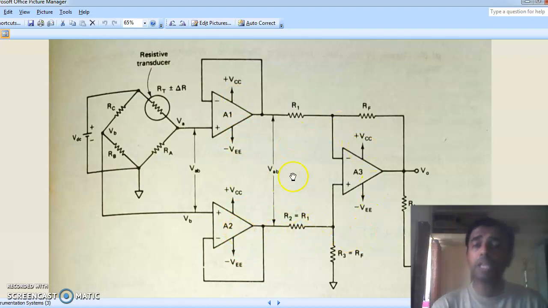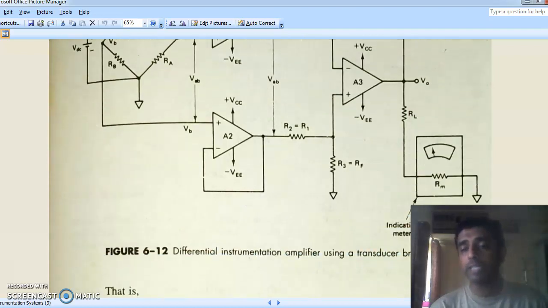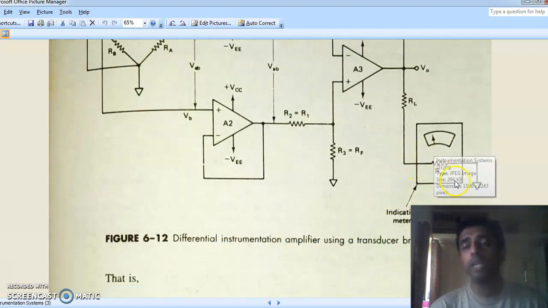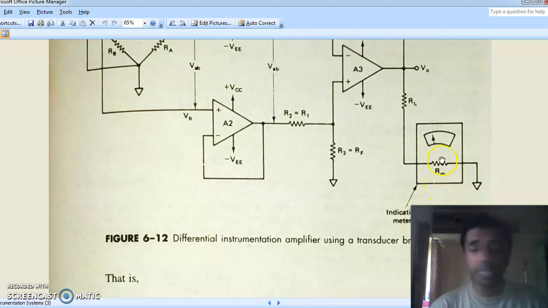And this is another well-known circuit we have learned in the AEC course. This is nothing but the differential amplifier. So the difference in VA and VB, that is VAB, is amplified using a differential amplifier, and that amplified voltage is given to an indicating instrument, or that is indicated by an indicating instrument. So this is the indicating instrument.